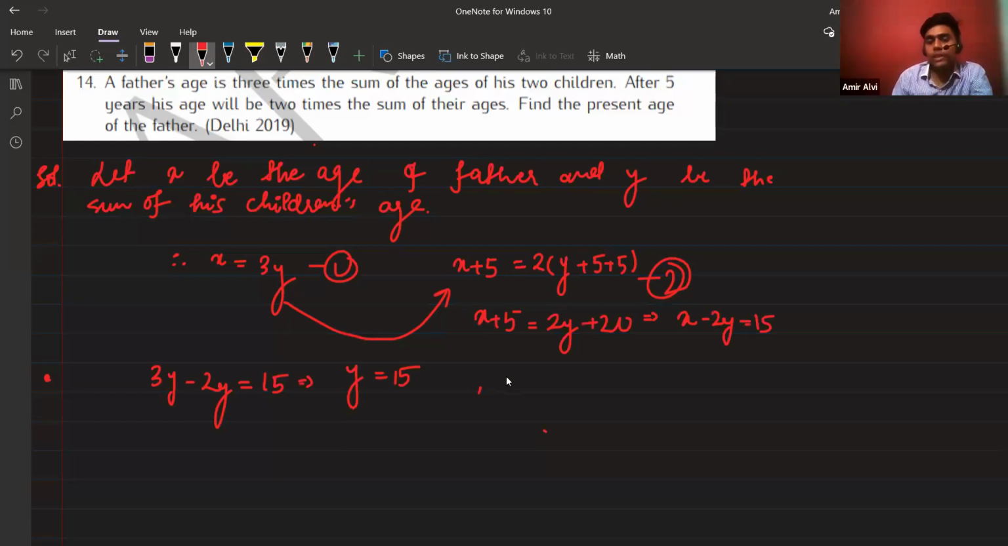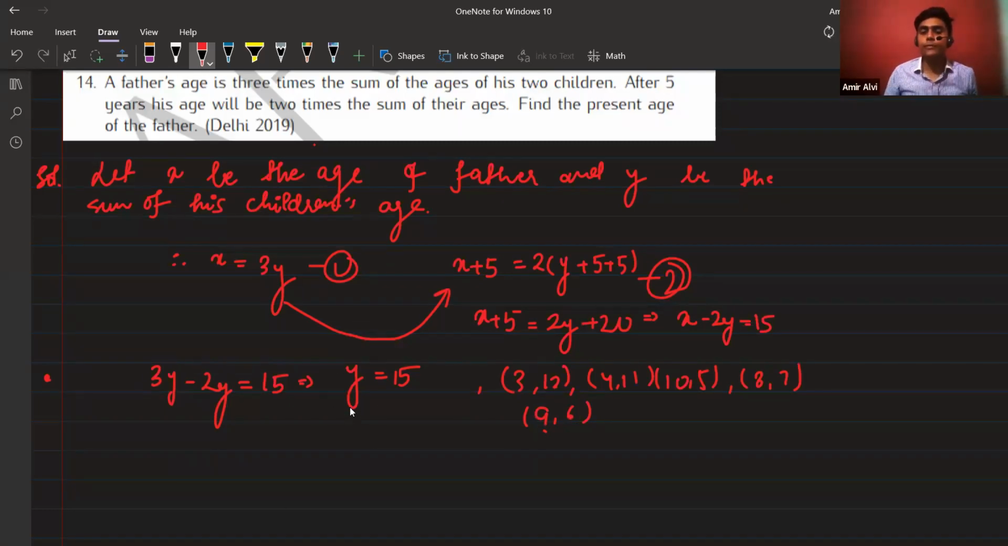So the sum of their ages can be 3 and 12, or you can say 4 and 11. You can say 10 and 5. You can say 8 and 7. Is this the only possibility? I think not. And 9 and 6. I'm just listing possibilities. You don't have to write these in school exams. I'm just telling you what the possibilities for those children can be, where the sum of their ages is 15.